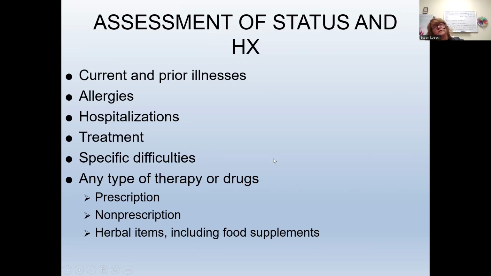All right. So when you assess the patient, you're looking at trying to figure out what's going on with them. Okay. And we're looking at current and prior illnesses. Why do you think we're looking at those? To gauge a baseline, to determine what type of treatment they will need. Okay. Or it might help us determine what they're at risk for or what's been going on with them, right?